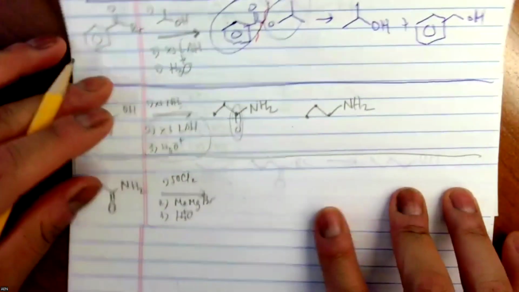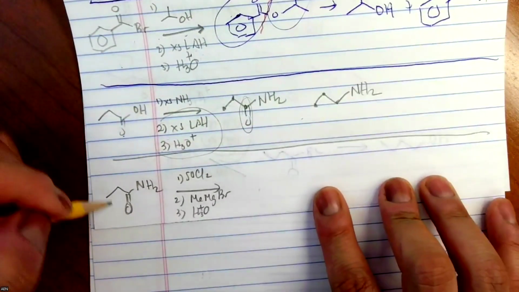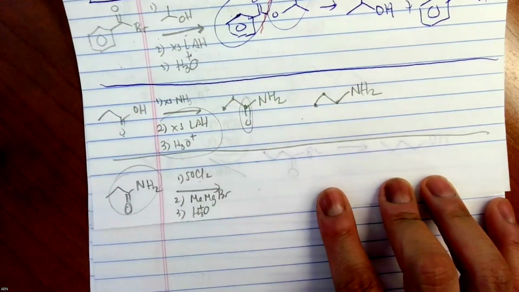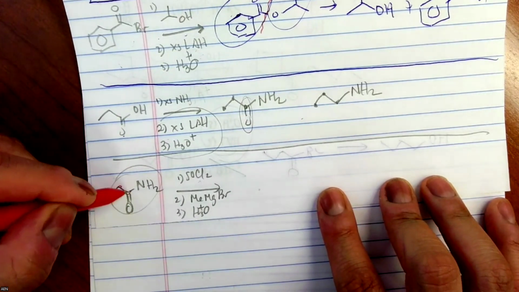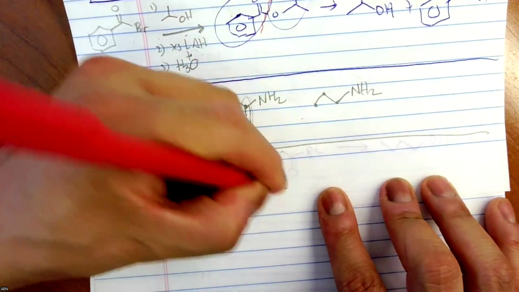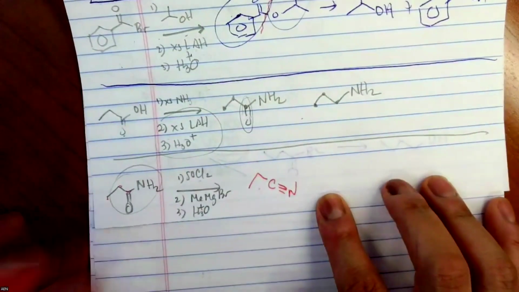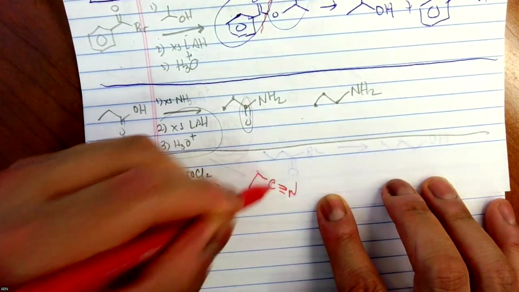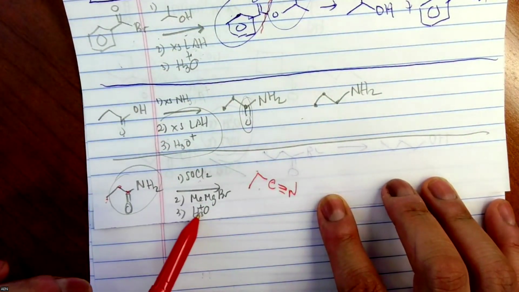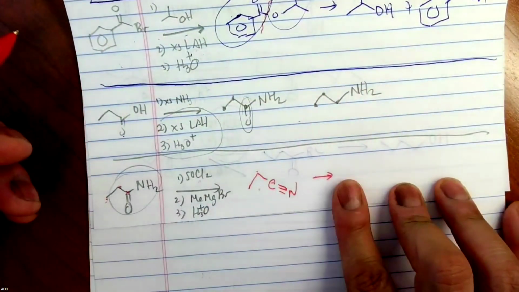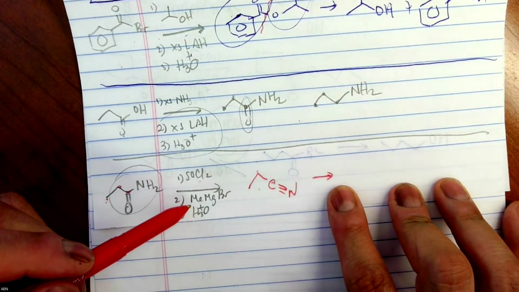Okay. And the last one, NH2 with SOCl2, that's dehydration. 1, 2, 3. And then the third one is part of the nitrile. Okay. 1, 2, 3. Methyl Grignard in acid. Okay. Methyl Grignard, remember the Grignard adds once with nitriles.